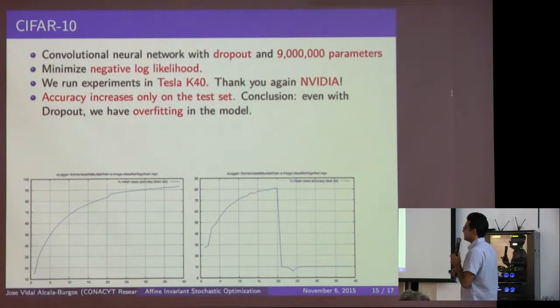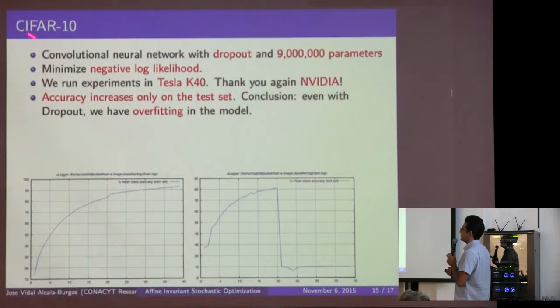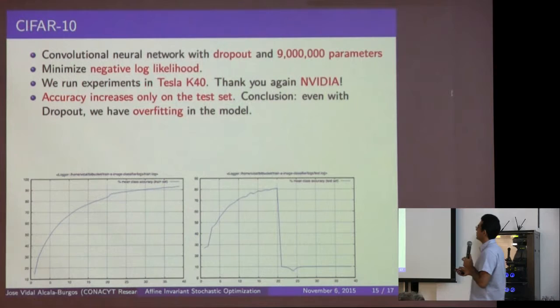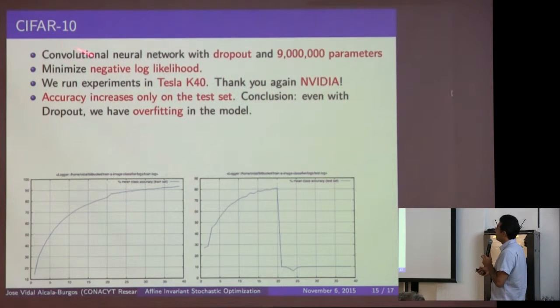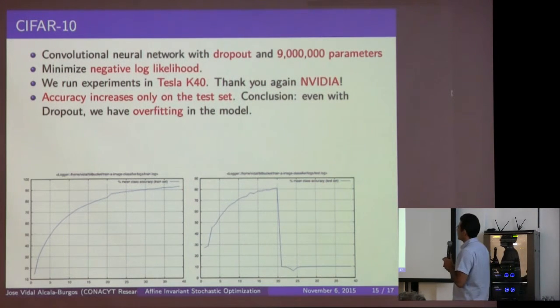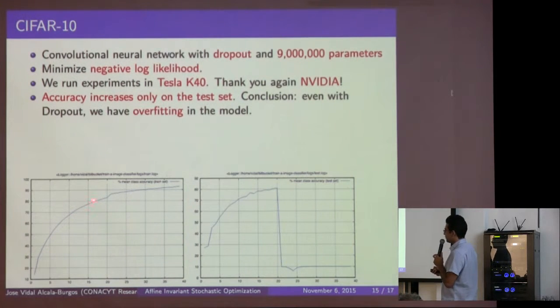Why did I change the data set? Just because I wanted to take some state-of-the-art result. So what I did is just to look at a convolutional neural network with dropout and 9 million parameters. And the data set is CIFAR10. So when I did this, the state-of-the-art was like 89% accuracy, something below 90%, right?